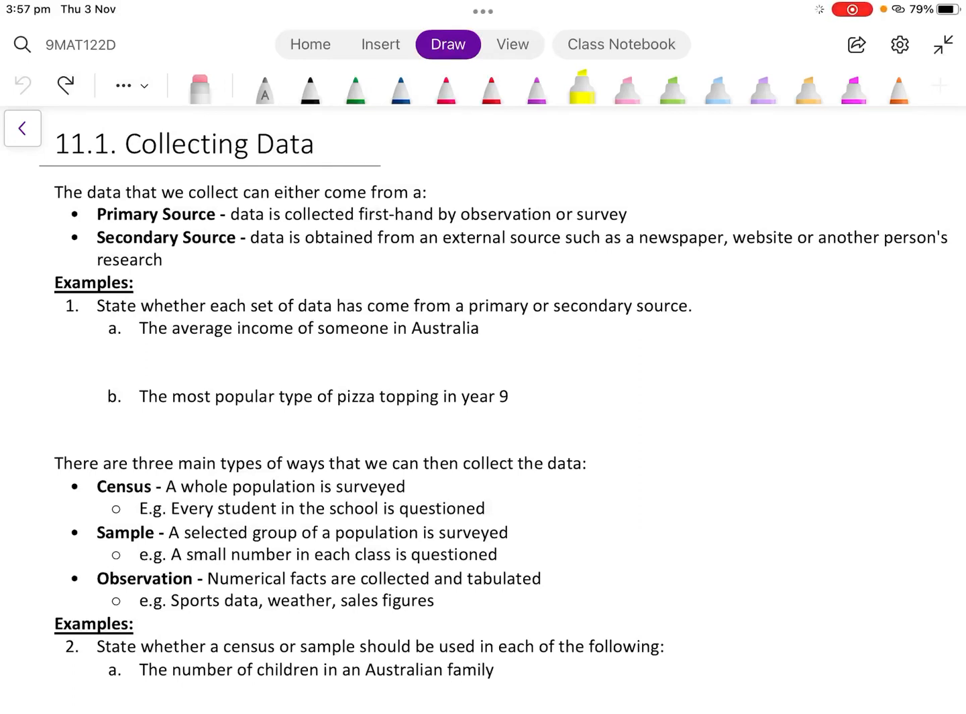Hello, today what we're looking at is collecting data. So the data that we can collect can either come from a primary source. This is where data is collected firsthand by observation or survey.